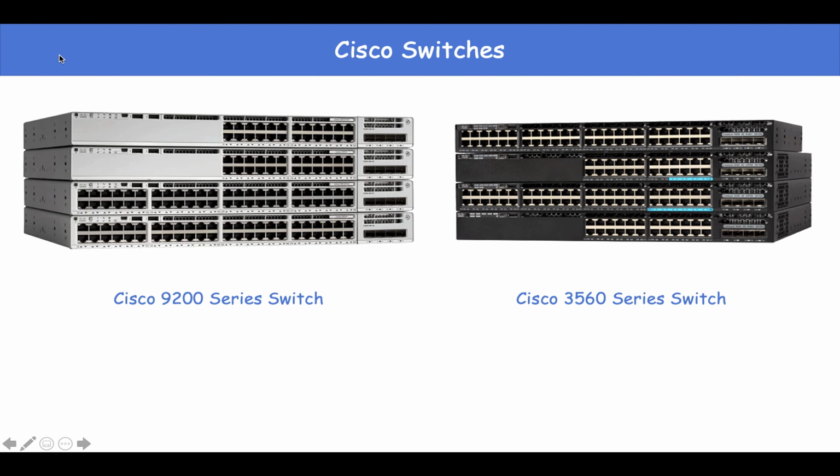These are two of the series of switches that Cisco has, 9200 series and 3560 series. Both are enterprise series and have upwards of 24 ports in all the models. Some of the models give power to devices like CCTV cameras and wireless access points.